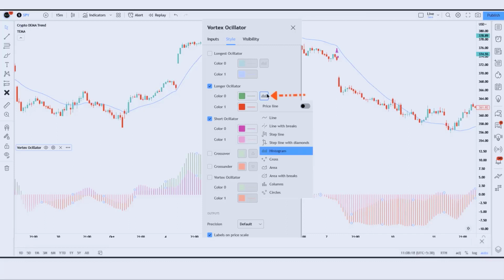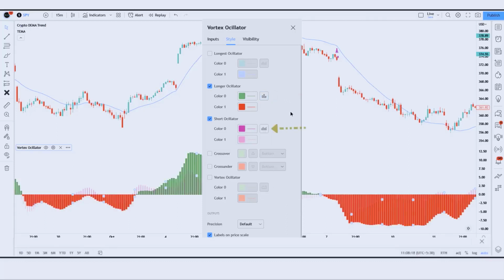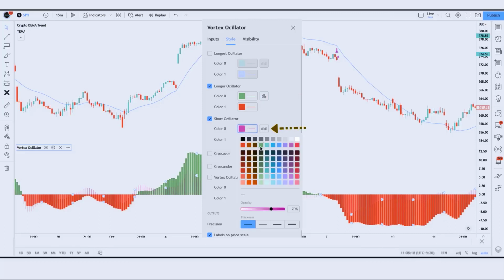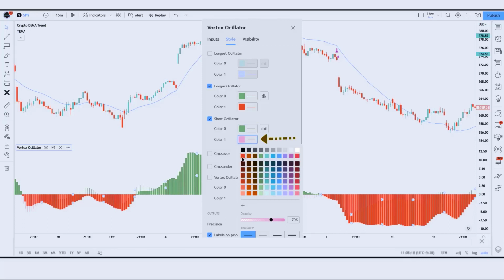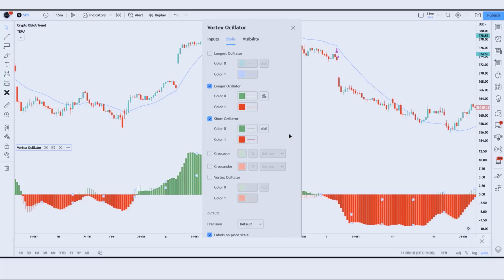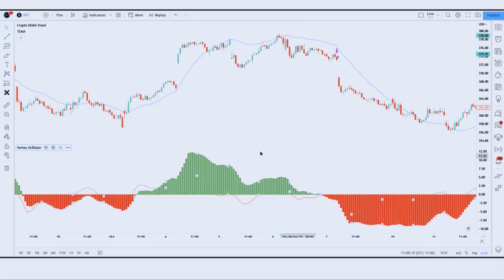We have to change the longer oscillator option to columns instead of histogram. We have to make short oscillator color 0 green in place of pink. We have to make short oscillator color 1 red in place of pink. We have to change the short oscillator option to line instead of histogram. Now our setup is ready.